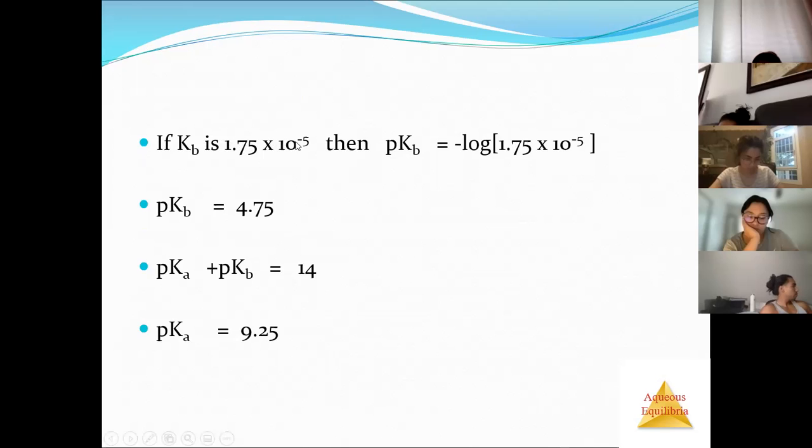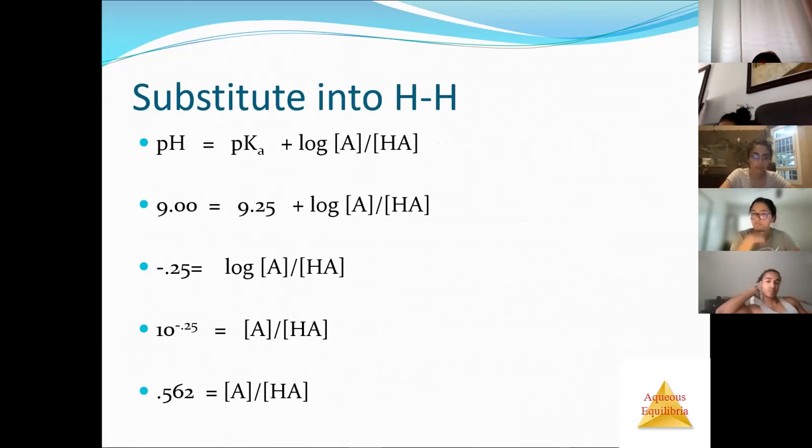So my Kb is 1.75 times 10 to the minus fifth. My pKb is the negative log of that number. My pKb is 4.75. This makes my pKa 9.25. I substitute that into the equation and I solve for the ratio. The ratio is equal to 0.562.